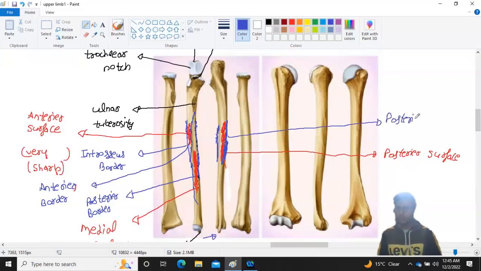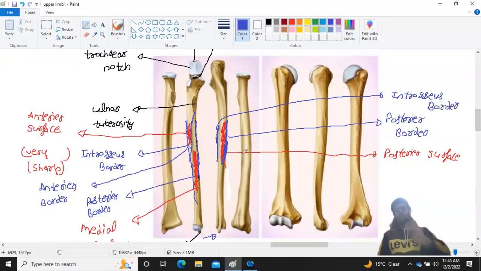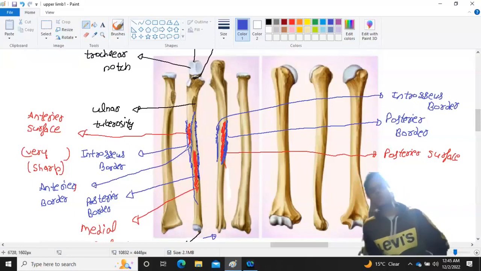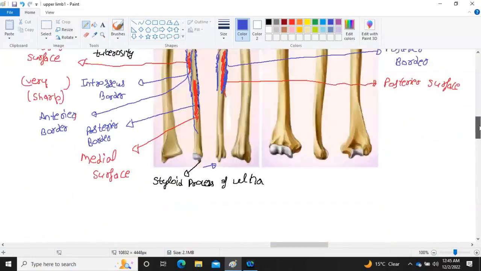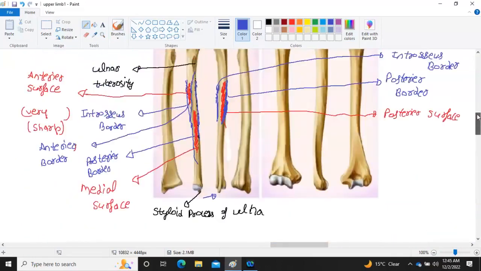Posterior border, and this is intraosseous border. Done. So these are the two things. Surface complete हो गया, borders complete हो गया. Remember, all these things are important. तो ये हमारी अल्ना बोन कंप्लीट हुई.